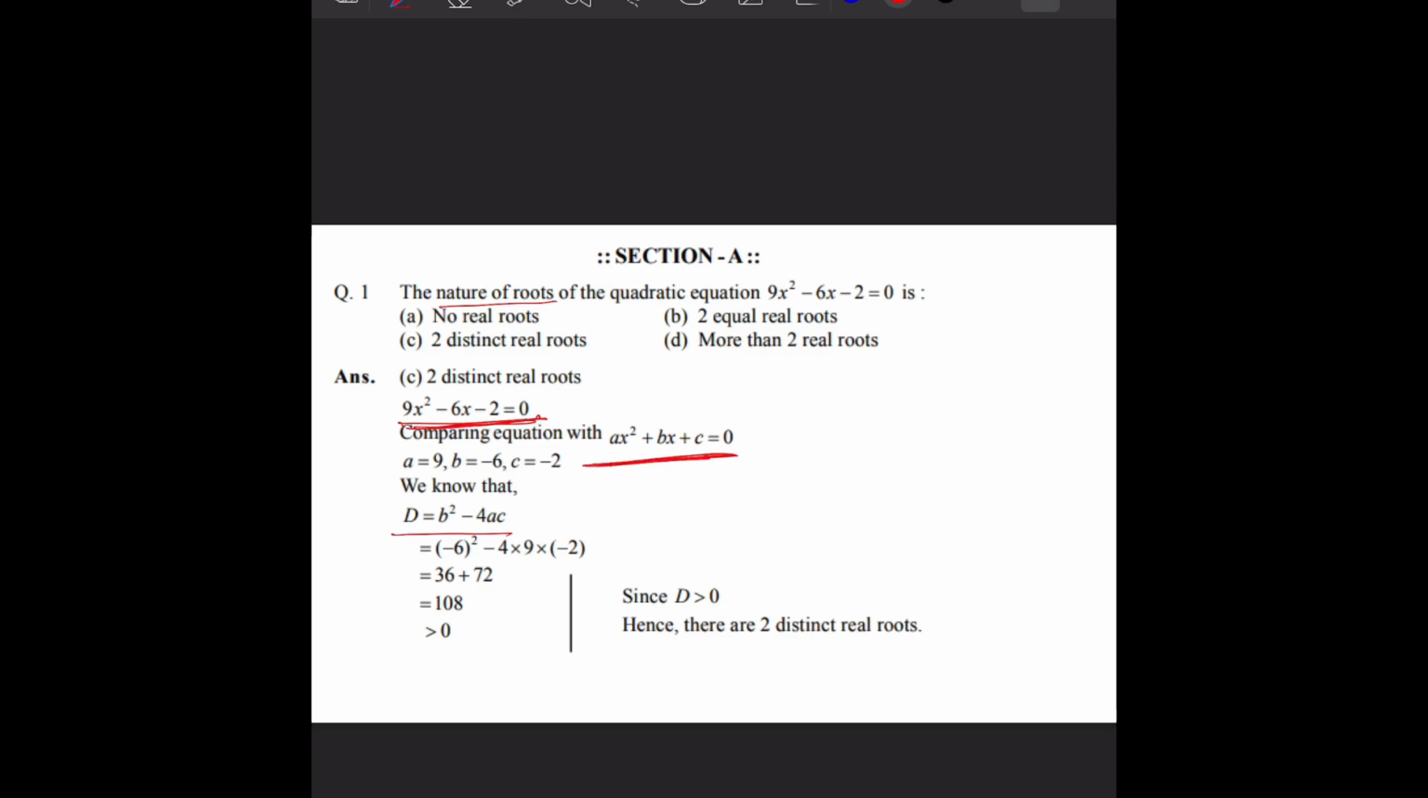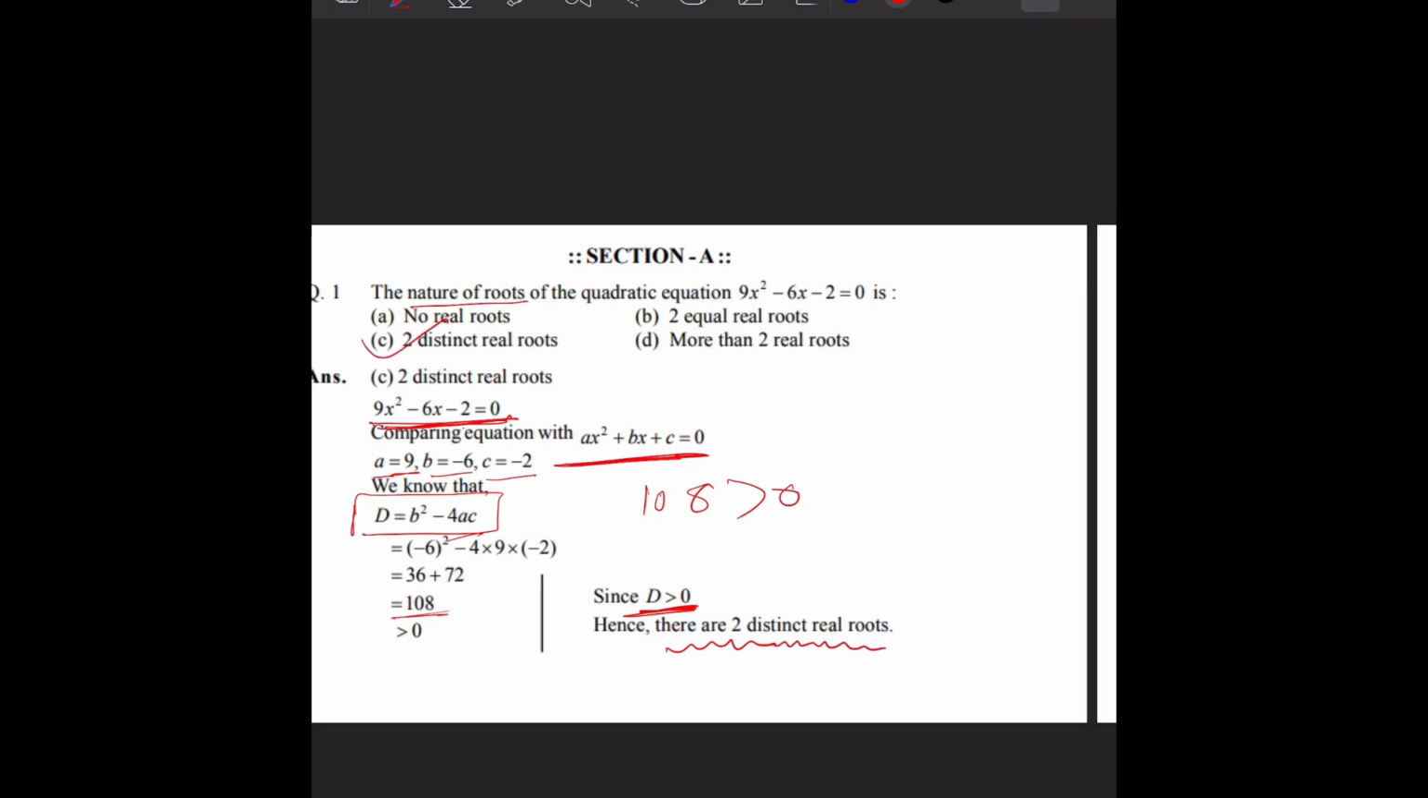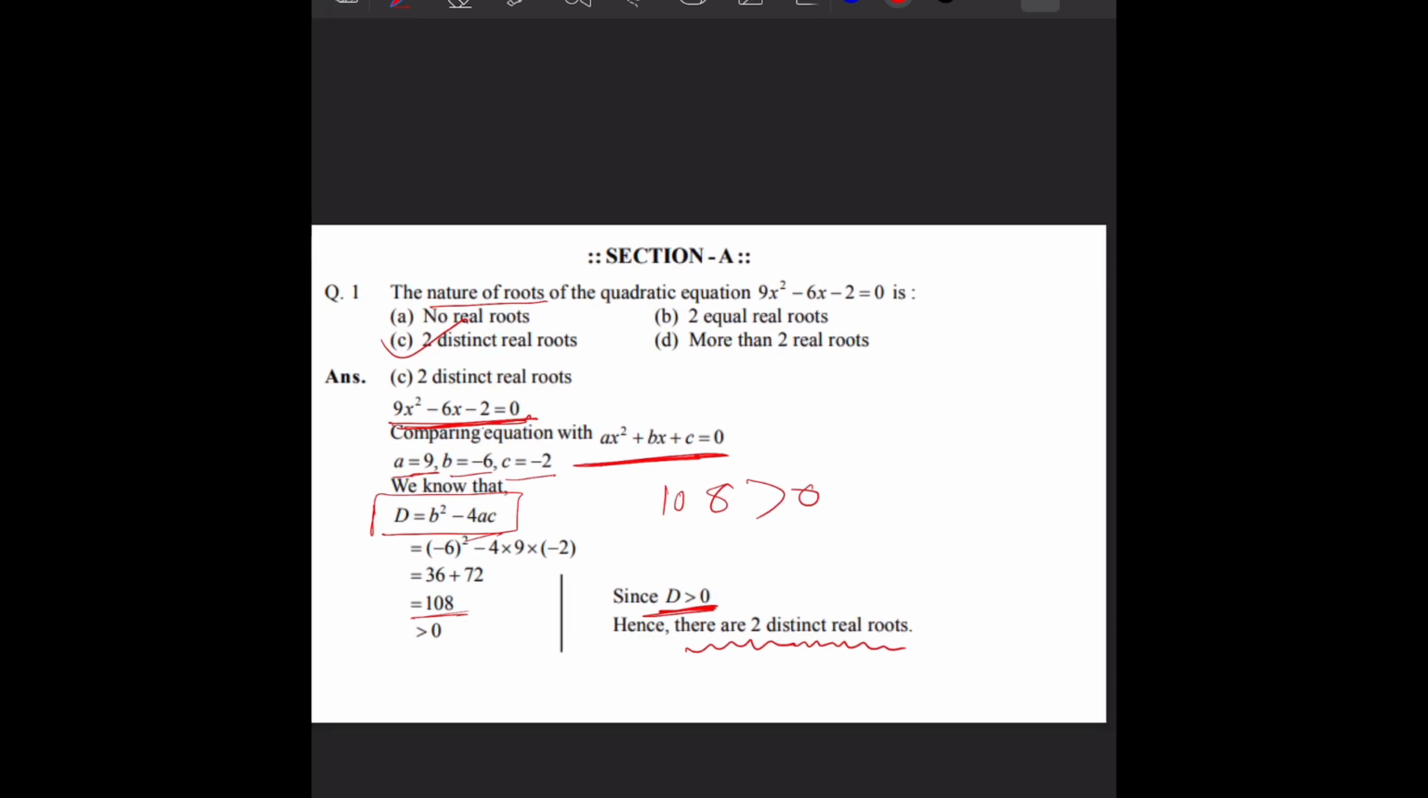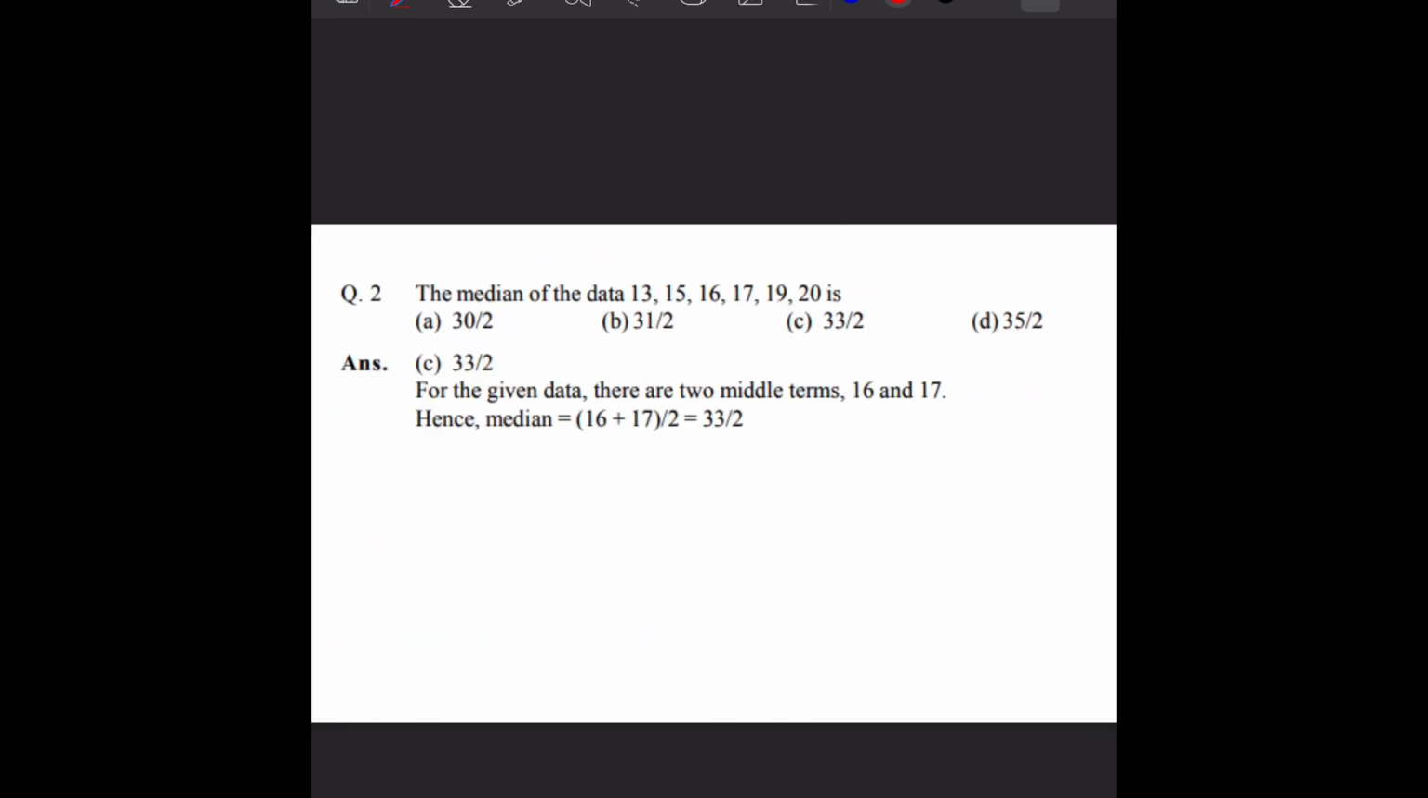What is ax square plus bx plus c? A standard quadratic equation. By comparing this, we got a equal to 9, b equal to minus 6, c equals to minus 2. Put these values in D, you get 108. And we know 108 is greater than 0. If your discriminant is greater than 0, then there are two distinct real roots. So what is my option? My option is C.